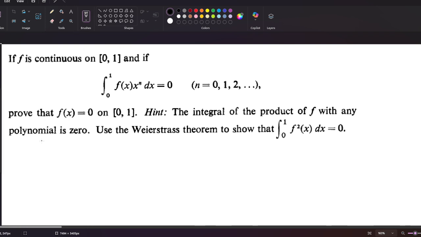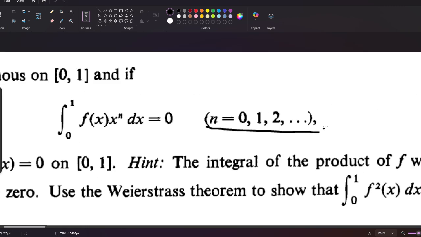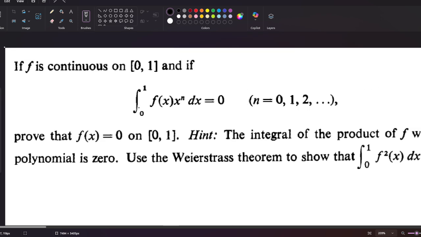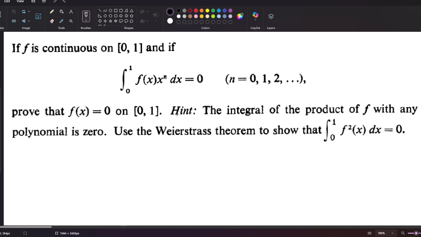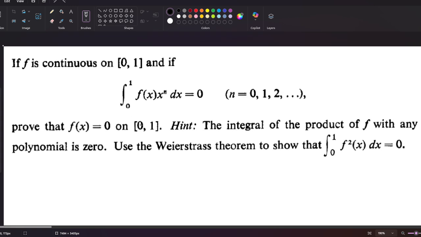Okay, today we've got this simple problem. We have a continuous function f on the segment from 0 to 1. We have this integral where we have x to the power of some arbitrary n, which is a natural number including 0, times f of x, and the integral from 0 to 1 is going to be 0. We have to prove that f of x is equal to 0, and we're given a hint, which is basically the reason why it's such a simple problem and why it's going to be done really quickly today, yeah?